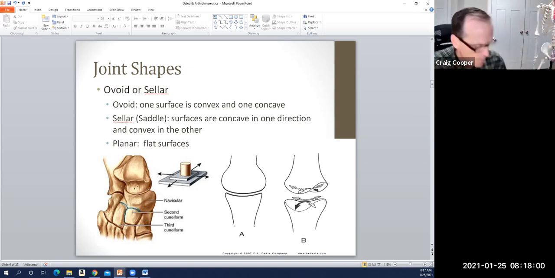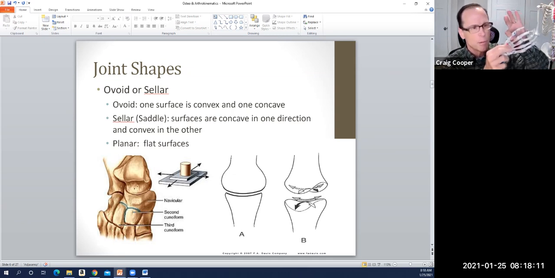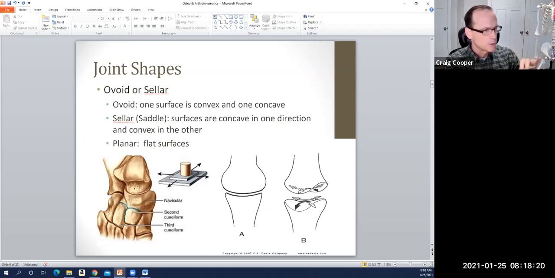Again, it's debatable where we have other ones, but the SC joint is considered in many references a sellar joint as well. And so if we're trying to mobilize this joint on the thumb, it would depend on whether we're trying to improve its flexion extension ability or its abduction ability, which way we would want to mobilize it, because each surface has both a convex and a concave plane to it, because of the way that they're shaped. So these are the exception to the rule.